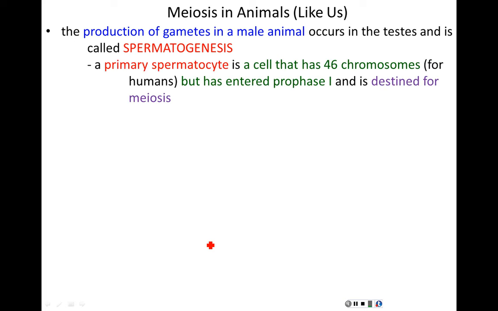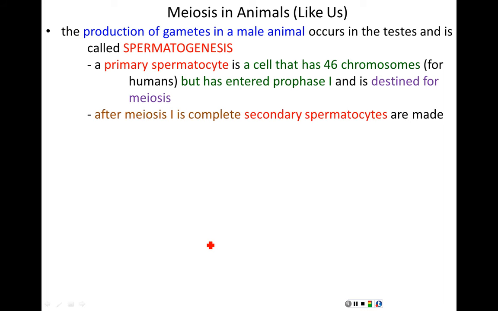We start with a cell that's referred to as a primary spermatocyte. This is a diploid cell that contains 46 chromosomes in humans, and it has entered Prophase I, so that marks it, makes it destined for meiosis. It's in Prophase I, we have synapsis, we have tetrads, we have the potential for crossing over, etc.